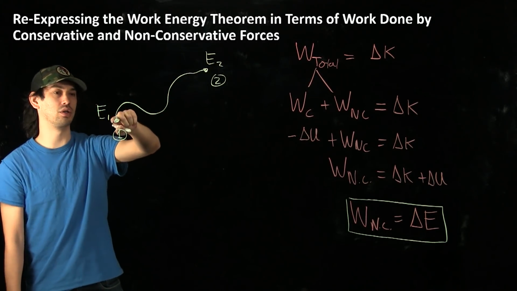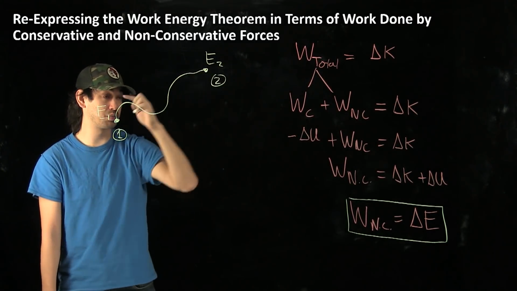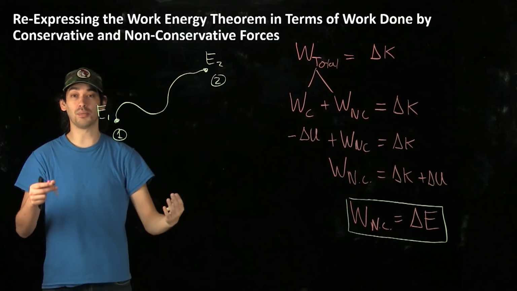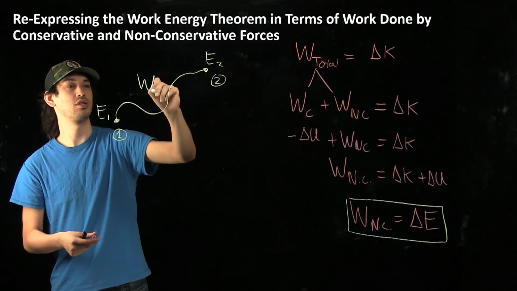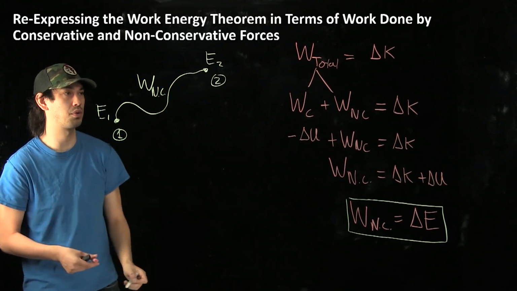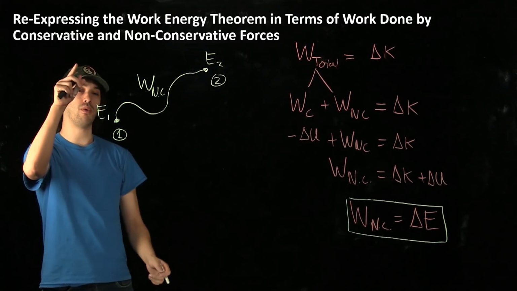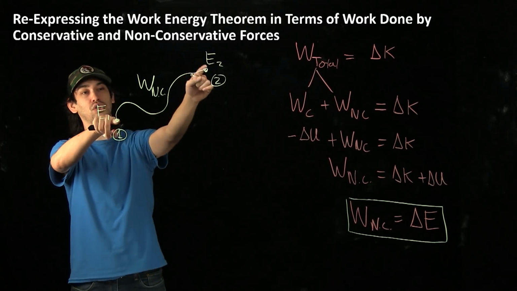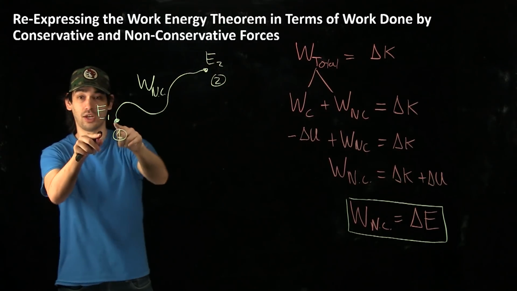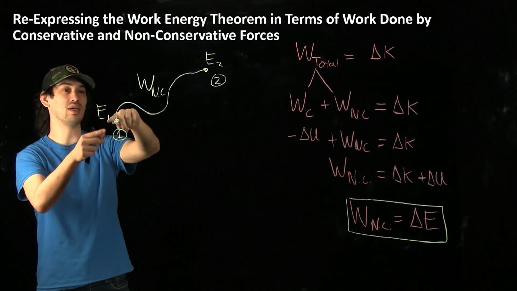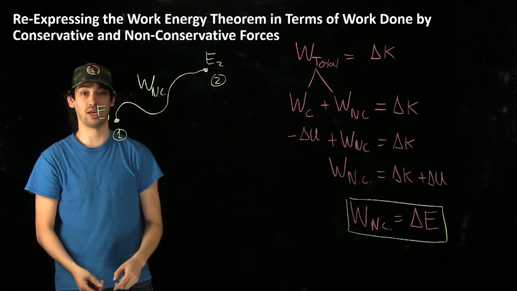As we're going from this point where I'm finding E1 to this point where I'm finding E2, there's going to be some work done by some non-conservative forces in between here. So this is the work done by the non-conservative force. And this is really what this equation is saying. Define the energy at these two states. And then the difference in the energy between the final state and the initial state is going to be equal to the work done by the non-conservative forces between these two states.